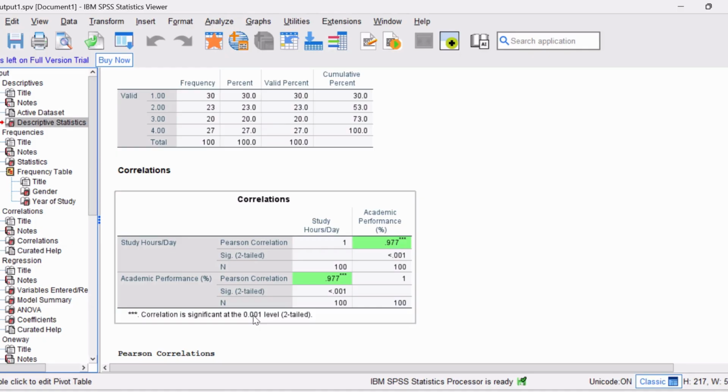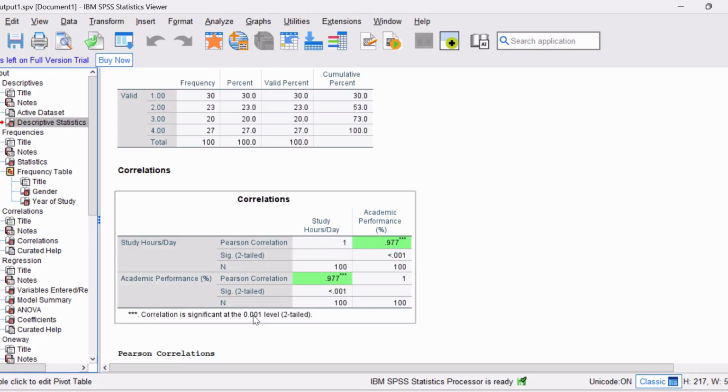A value close to +1 indicates a strong positive relationship, whereas a value close to -1 indicates a strong negative relationship. A value near 0 indicates little or no relationship. Because our correlation is 0.977, this shows us an extremely strong positive relationship between study hours and academic performance. In other words, students who study more tend to achieve higher academic scores.